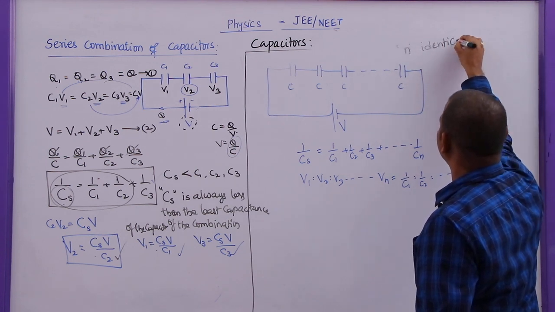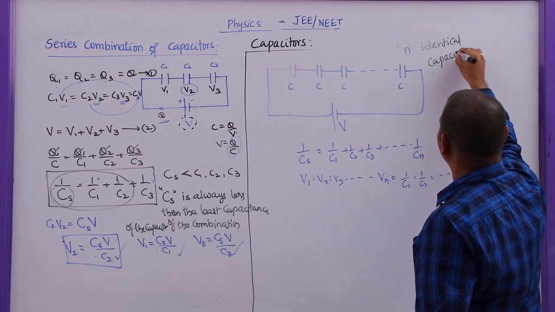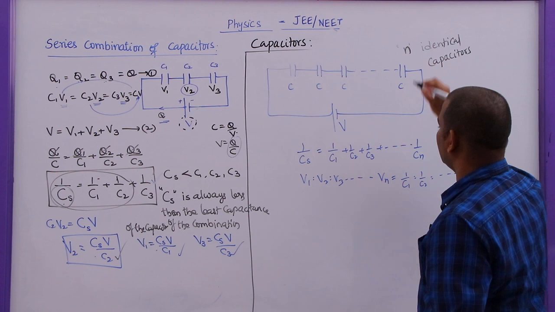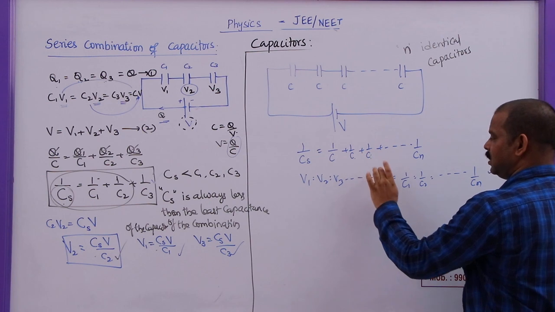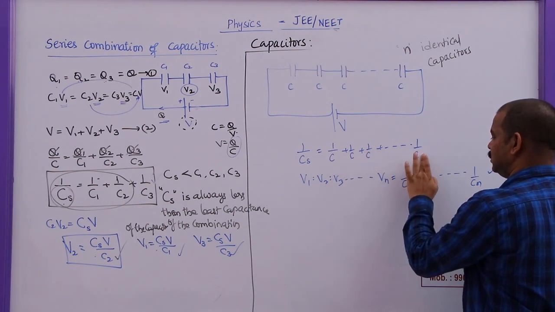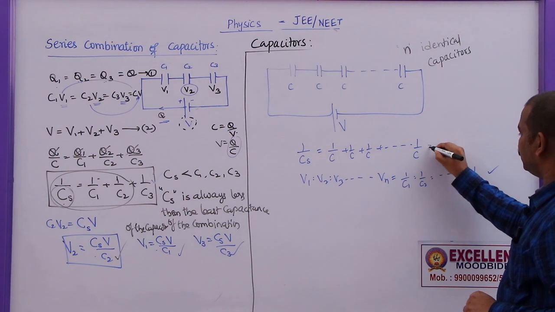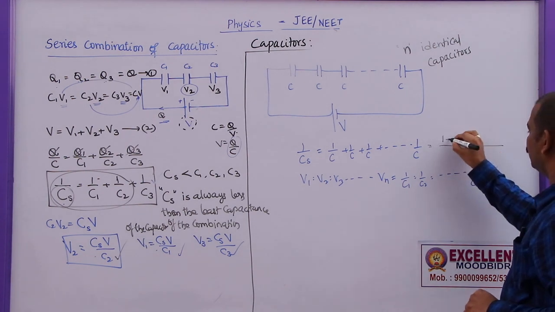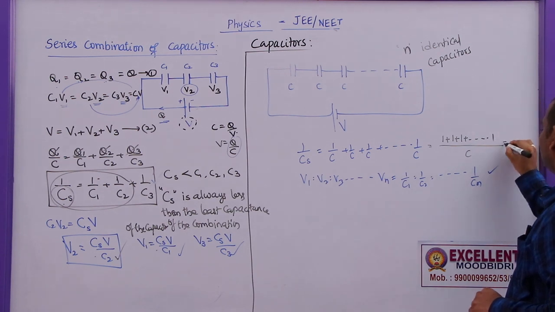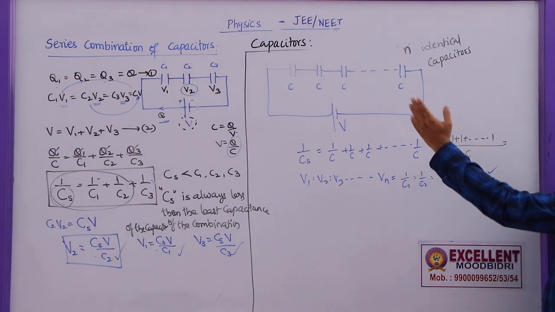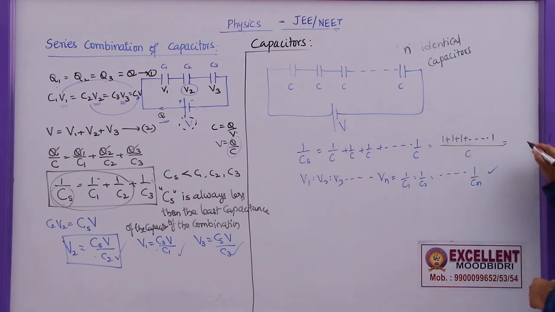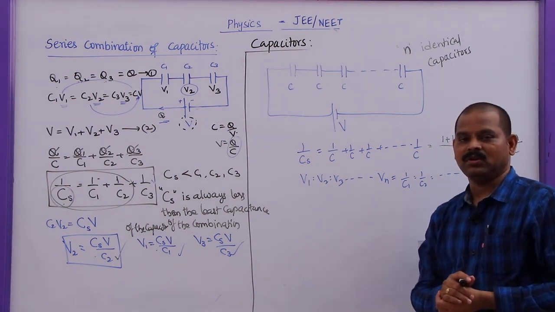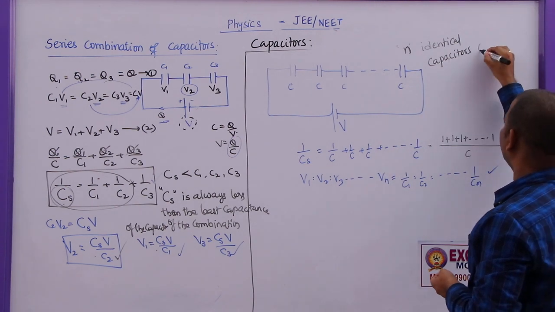So, I connected N identical capacitors. For N identical capacitors, this expression will become 1 by C plus 1 by C plus 1 by C till the last capacitance C. If you take the LCM C, you will get 1 plus 1 plus 1 and so on. If you add all these, let us say if there are 5 capacitors, you will get 5 here. If there are 10 capacitors, you will get 10 here. If there are n capacitors, you will get n by C. So, what is the effective capacitance of a series combination when n identical capacitors are connected in series?